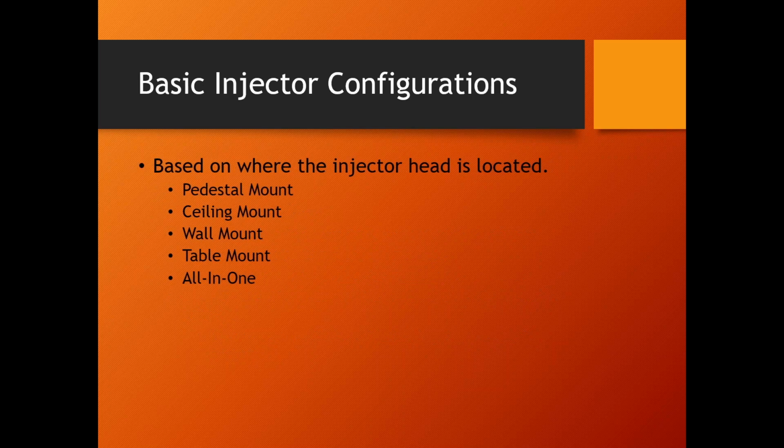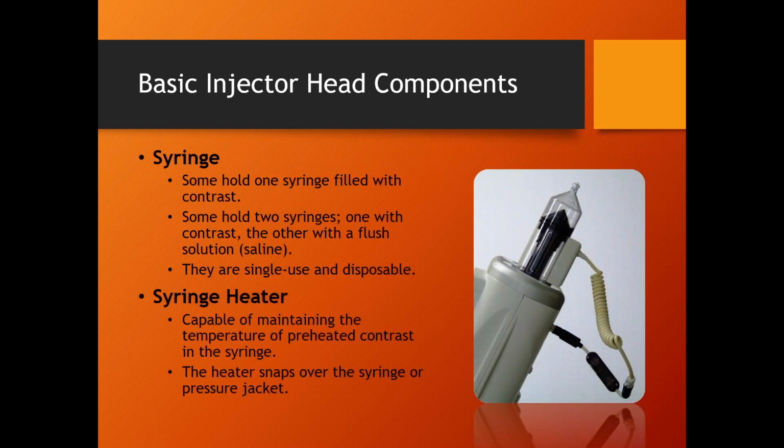Now, the configuration of your contrast injector is basically, where's the head? Is it on a pedestal? Is it on a table? Is it on a wall? Is it hanging from the ceiling? All those are mounts: pedestal mount, table mount, ceiling mount, wall mount. All-in-one is when the whole thing is on one cart, which the Stellant doesn't do, but some models do. We talked about the syringe.